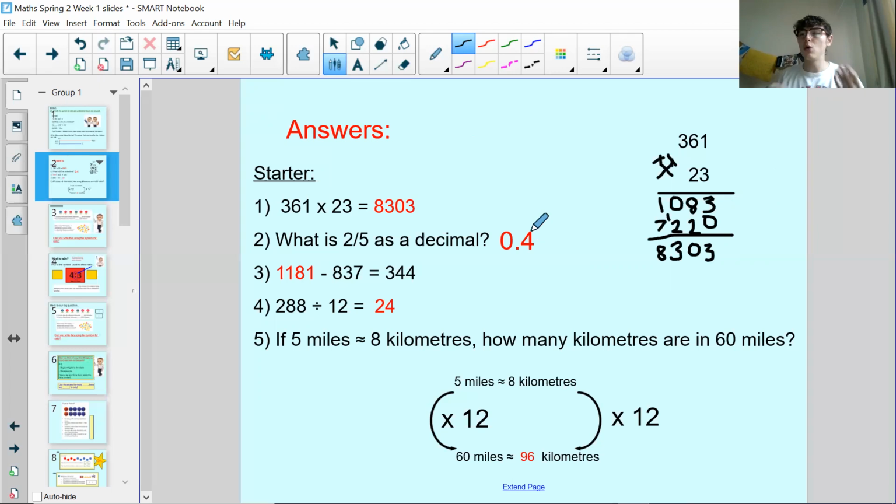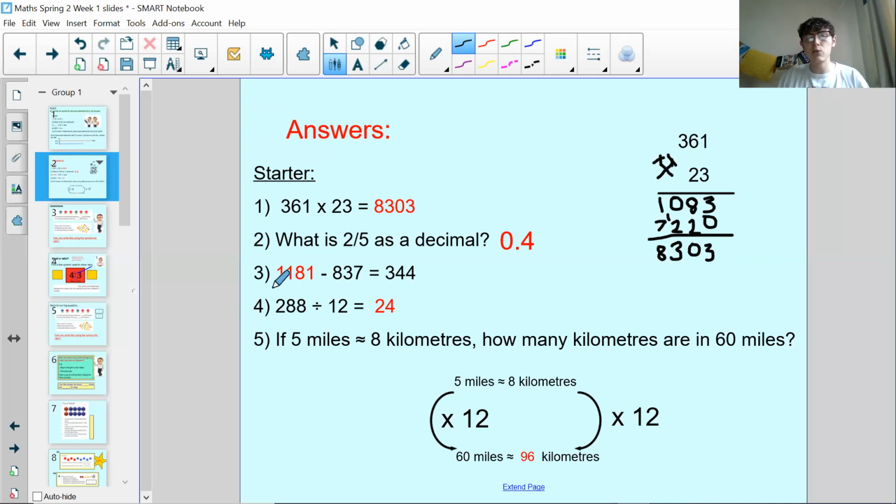Number 2, what is 2/5 as a decimal? The answer is 0.4. The way you could have worked this out is 2 divided by 5, or you could look at your conversion and know that perhaps 1/5 is equal to 0.2, and then you could just double it.